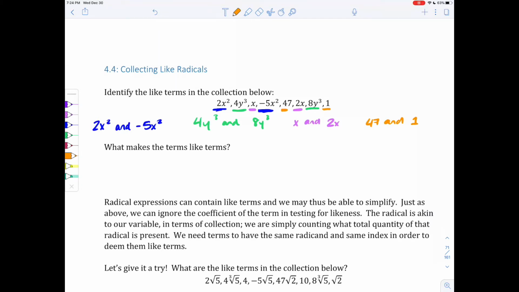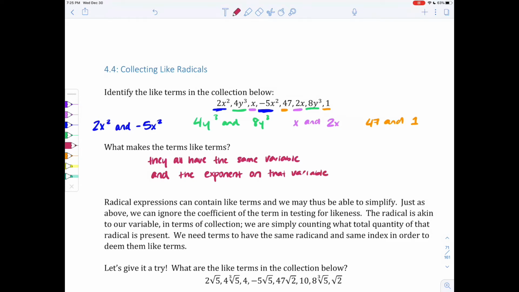Now, you probably did all of these because you're just totally smart. But what makes these terms like terms? Well, if we're examining the pairs that we figured out below, we can say they all have the same variable. These both have x's, and these both have y's, and these both have none. But that's not enough, because if it was just variables being similar, then why aren't these like terms? Well, they all have the same variable and the same exponent on that variable.